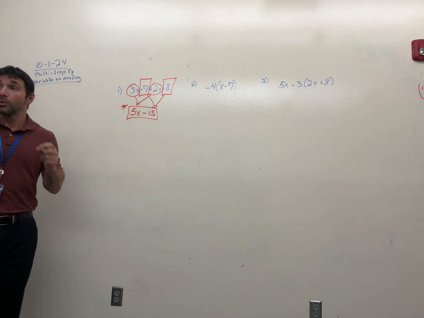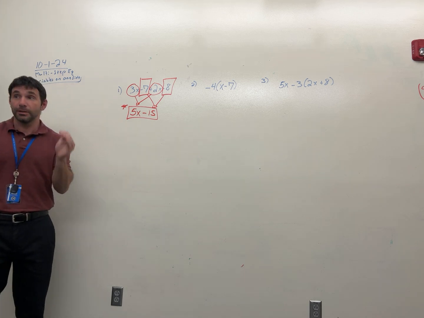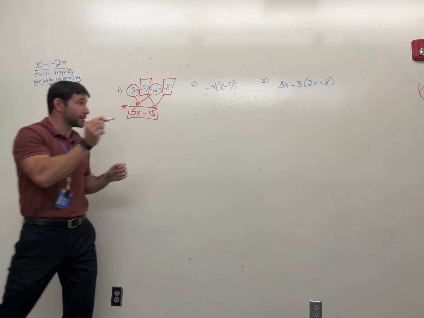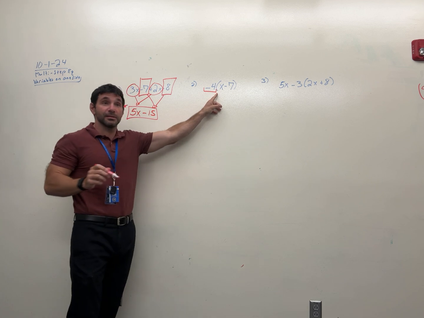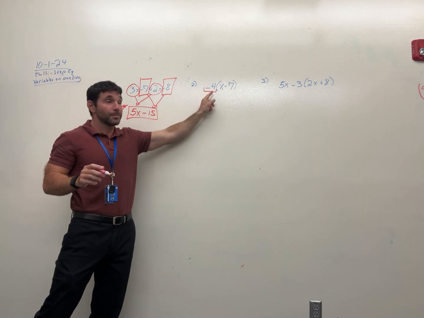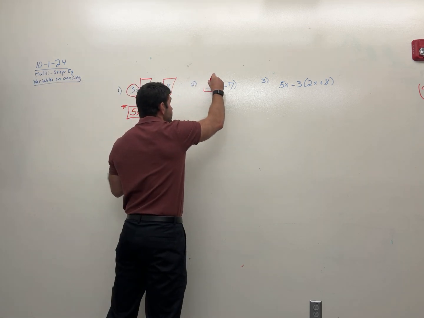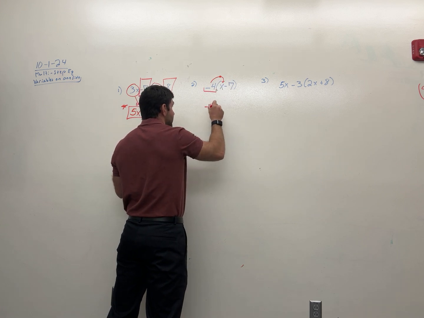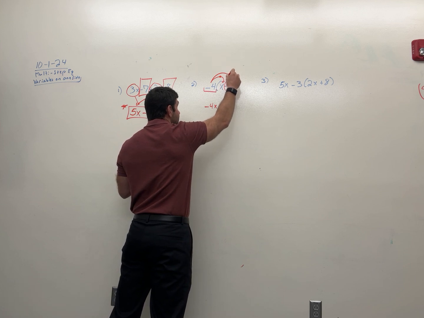Number 2, we are distributing. How do I know distribute? Well, there's two things that have to happen. 1, there's a parenthesis. 2, there's something right up against the parenthesis. In this case, right up against, notice how I can connect to the parenthesis. There's a negative 4 there right up against it. I don't just include the number, it's the number and its sign. So then distribute means multiply. I do negative 4 multiplied by x, which is negative 4x. Negative 4 multiplied by negative 7.